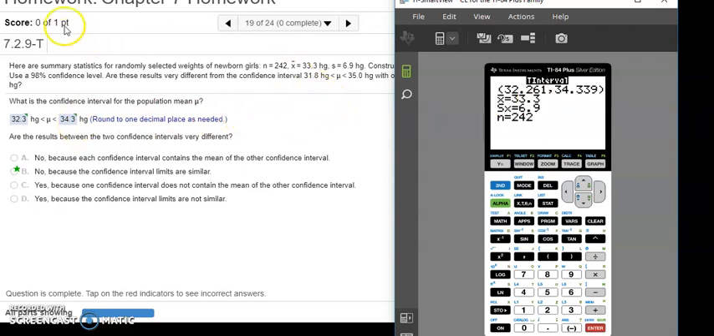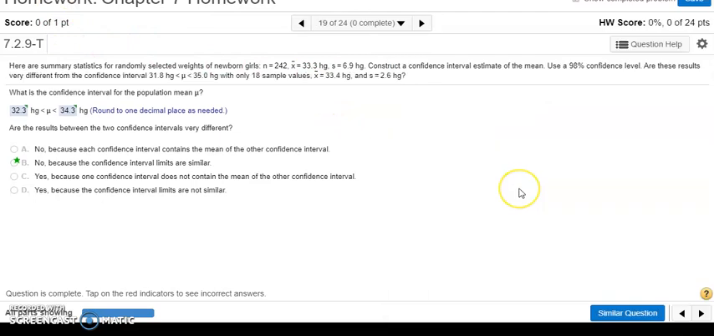Now let's take a look at the second part of the question. Okay, I got rid of the calculator, and this is the other question here. It says, use a 98% confidence level. Are these results very different from the confidence interval 31.8 to 35?